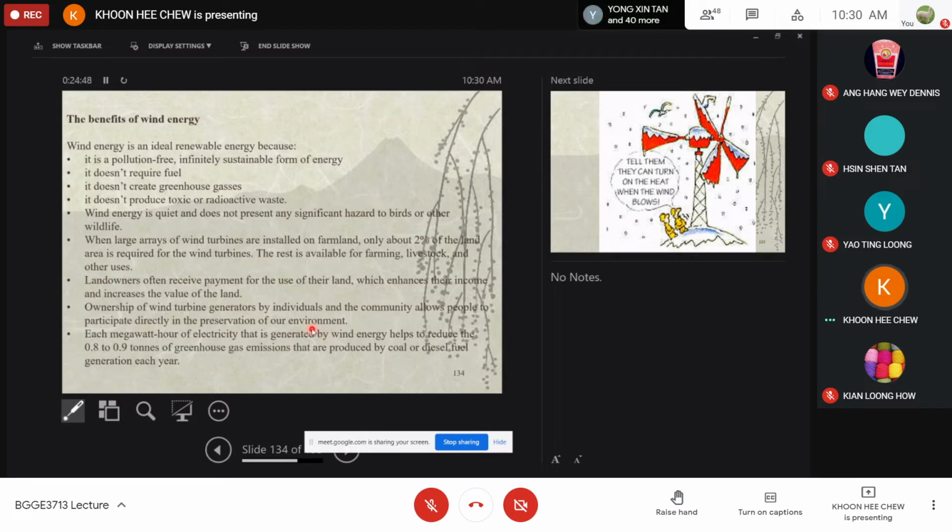our environment. I think you know, a megawatt hour of electricity that is generated by wind energy helps to reduce approximately 0.8 to 0.9 tons of greenhouse gas emissions that are produced by fossil fuel. So fossil fuel consists of three things: coal, oil, and natural gas. If you are converting from fossil fuel to wind energy, you can reduce around 0.8 to 0.9 tons of greenhouse gas emissions. Yeah, that is quite significant.